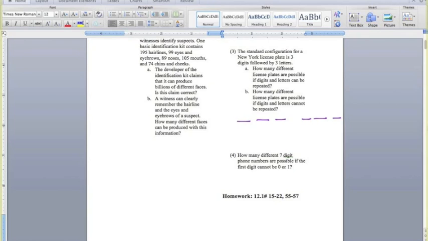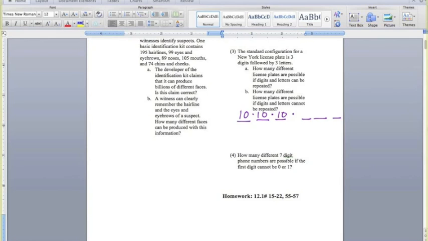We have 3 blanks for digits, 3 blanks for letters. How many digits are there? Be careful. 9. 10. 10, because 0 is a digit. So we've got 0, 1, 2, 3, 4, 5, 6, 7, 8, 9. So there are 10 different digits. Any of those 10 digits could go in that first blank. And since we are allowed to repeat, any of the digits could go in the second blank, and any of the digits could go in the third blank.